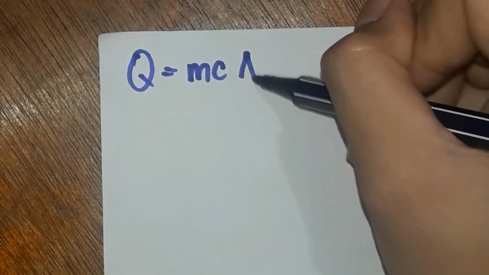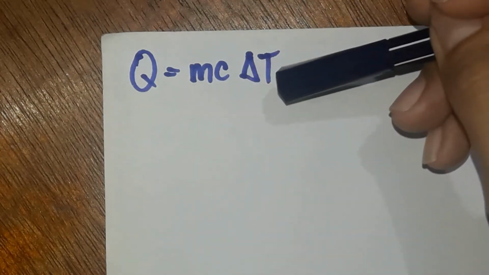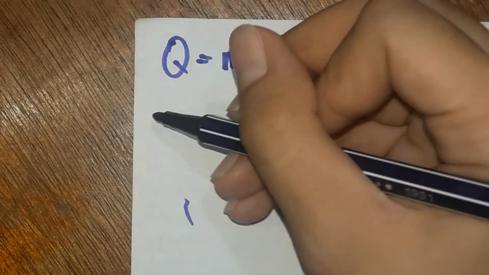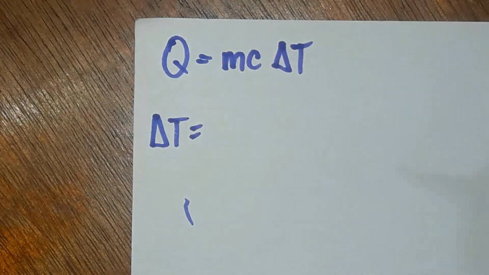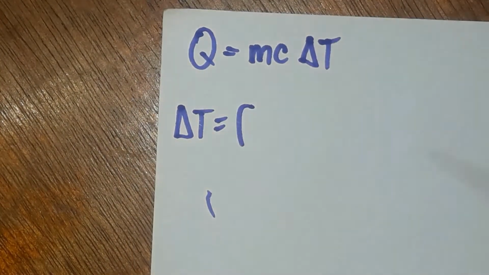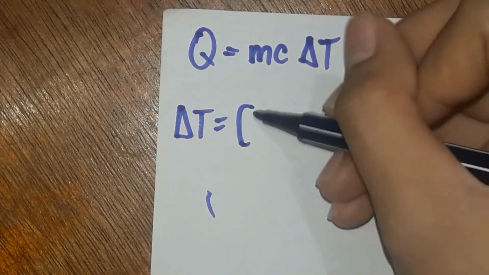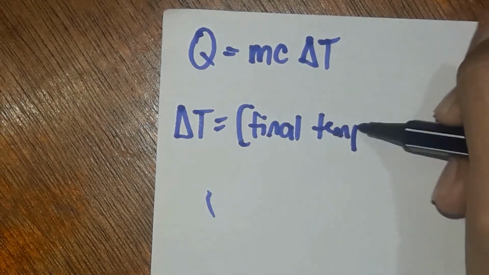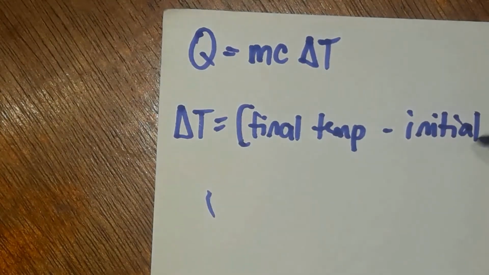Okay, so we have a problem that is asking for the amount of heat needed to warm the 10 grams of ice from negative 10 degrees Celsius to 0 degrees Celsius. So this problem is asking for the amount of heat needed. That means we're going to use the formula for specific heat, which is Q equals mcΔT. Now you have a triangle beside the temperature. That means you're going to find the change in temperature, and to be able to find that, you need to subtract the initial temperature from the final temperature. Final temp minus initial temp.